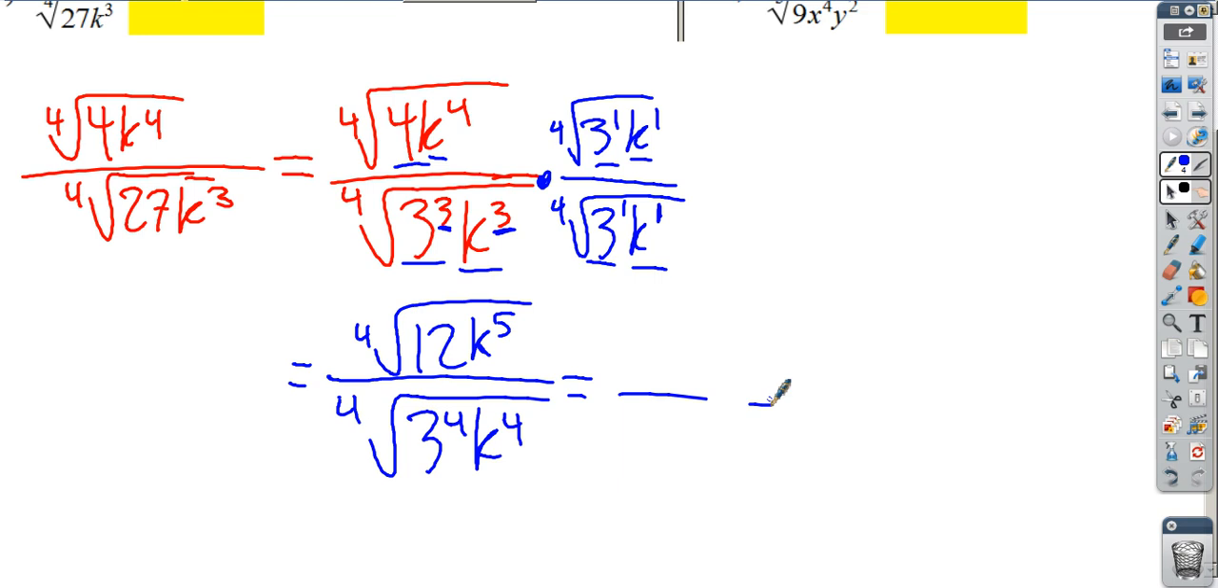So the bottom, the fourth root of 3 to the fourth is just 3. That cancels. And the fourth root of k to the fourth is just k. That also cancels. And that was the goal.